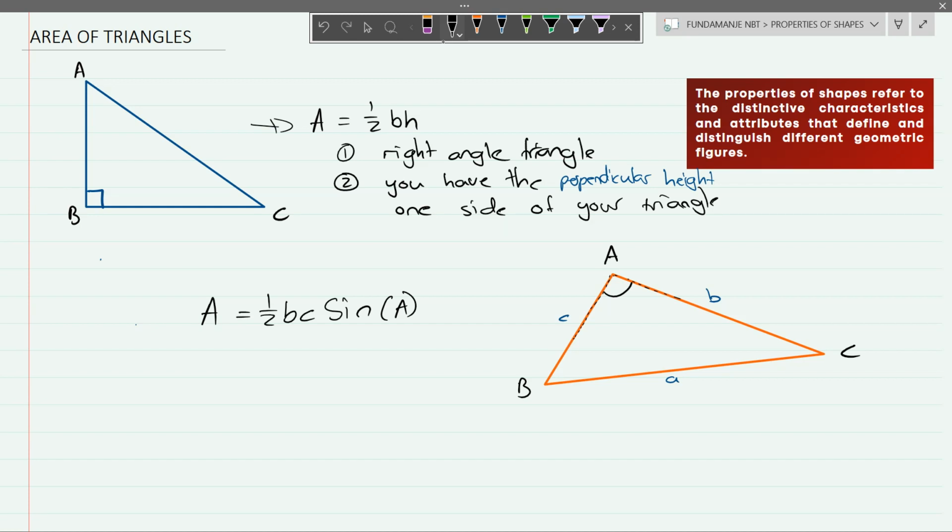Then lastly, we can talk about the perimeter. So I know it might have been a while since you've done the perimeter, but perimeter is just the distance around an object. So in this case, the perimeter would be equal to A plus B plus C. And then that's it.